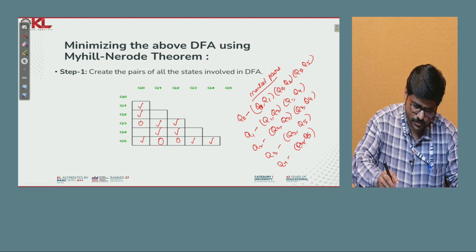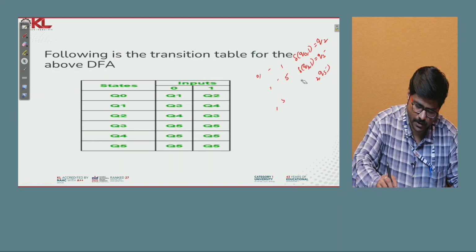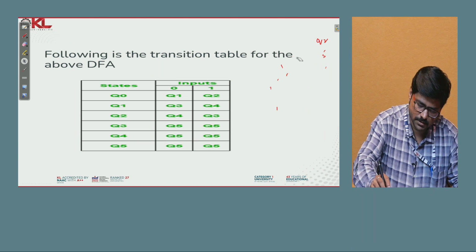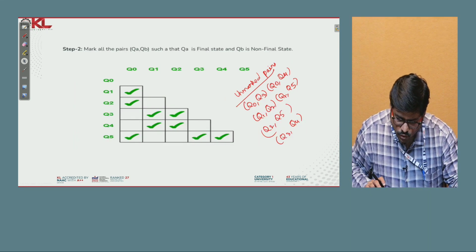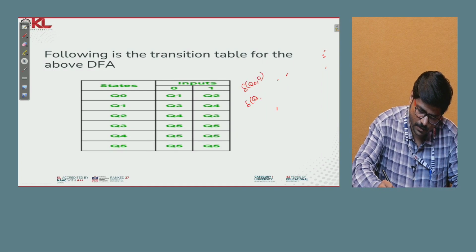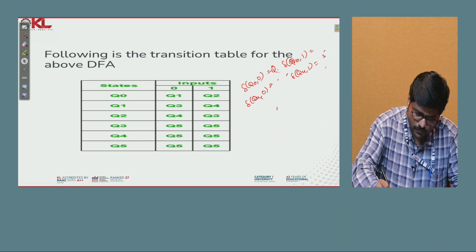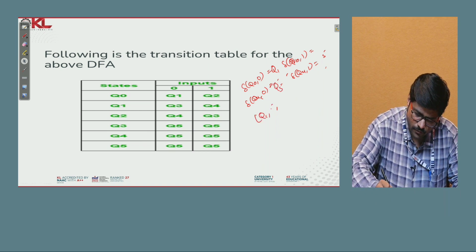Similarly, now we have to check another one. What is that another unmarked pair that we have got? That another unmarked pair is q0 q4. Let us take that q0 q4, delta of q0 0, delta of q4 0, similarly delta of q0 1, delta of q4 1. What is delta of q0 0? It is q1. Delta of q4 0 is q5. It is the q1 q5 pair.